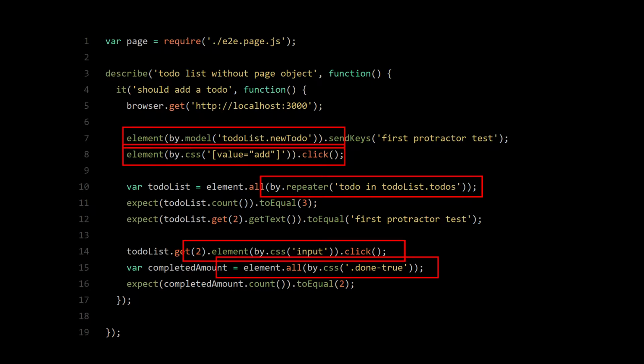So this is one example. We want to find an element by its model, and we specify what the model is. There are other locators, like CSS locator, repeater locator. So the pattern is the same. You need to create a query, basically, that will give you back the elements.